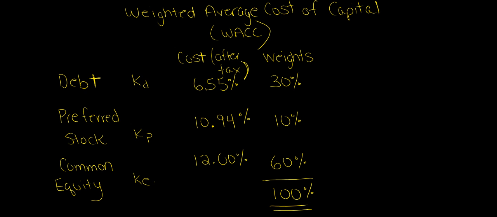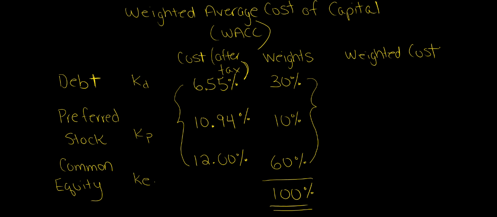And what we're trying to do is take an average of these costs and apply it to the weight in order to just get one cost of capital. And that's what we call the weighted average cost of capital. So we'll call this the weighted cost. So it's actually quite simple.